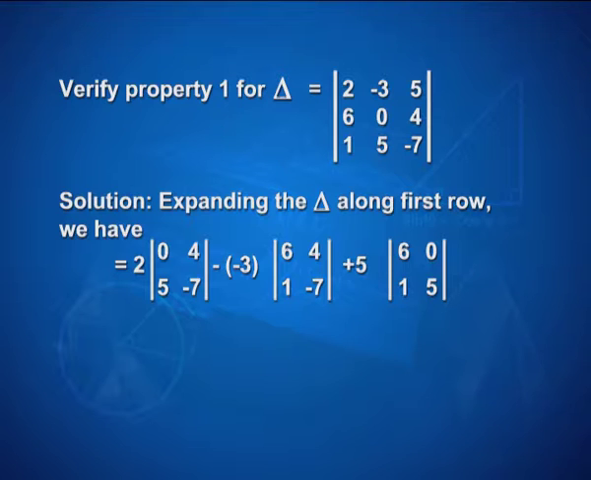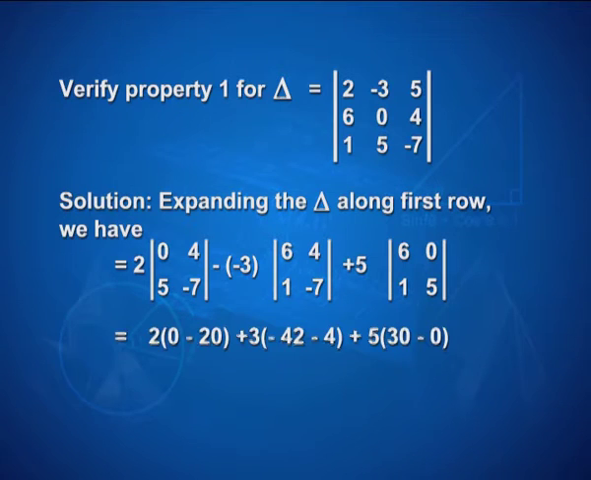6, 0, 1, 5. On solving, we have 2 into 0 minus 20, plus 3 into minus 42 minus 4, plus 5 into 30 minus 0. This gives minus 40 minus 138 plus 150. This on simplification gives minus 28.